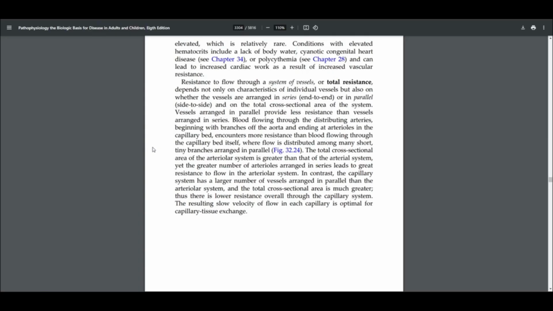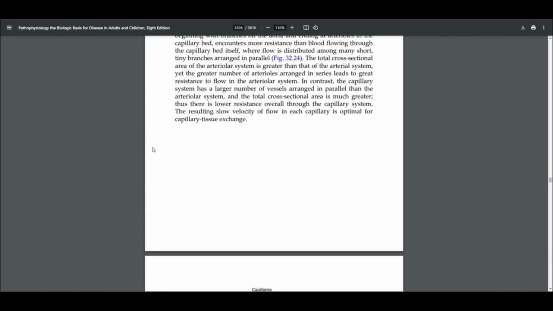In contrast, the capillary system has a larger number of vessels arranged in parallel than the arteriolar system, and the total cross-sectional area is much greater. Thus, there is lower resistance overall through the capillary system. The resulting slow velocity of flow in each capillary is optimal for capillary tissue exchange.